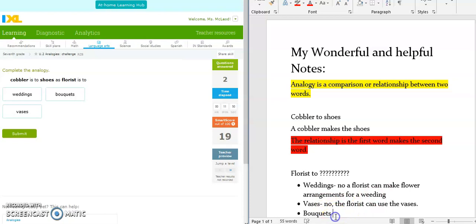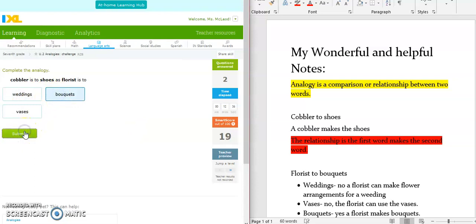So what about our last option? Bouquets. Yes, a florist makes bouquets. And for all you who don't know, a bouquet is just a large arrangement of different flowers put together. So that is what a florist makes. So I'm going to put florist to bouquets. This will be the same relationship as cobbler to shoes. The cobbler makes shoes. The florist makes flower arrangements. So I'm going to hit bouquets, submit.